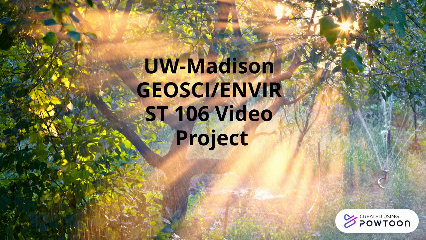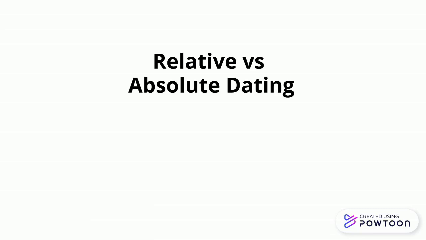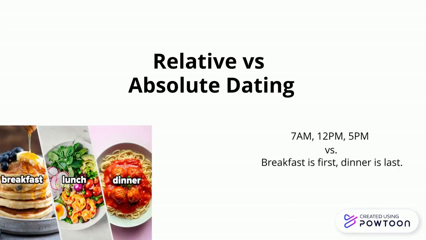Oh, this is the Geosci 106 video project. It's about geochronology, also known as rock dating. So when rock dating, there's two methods that scientists use mainly. It is the relative and absolute dating methods.